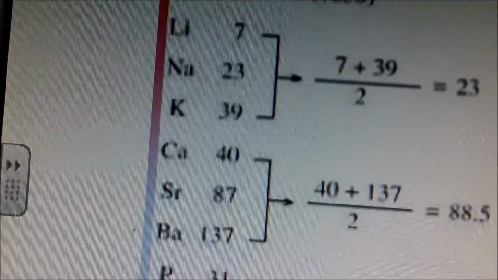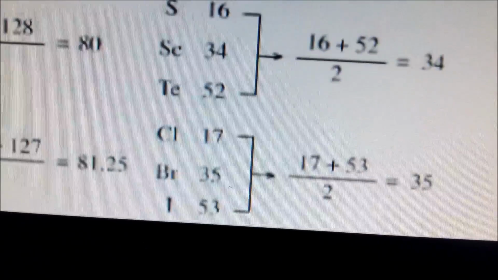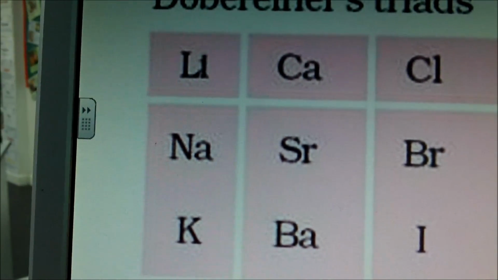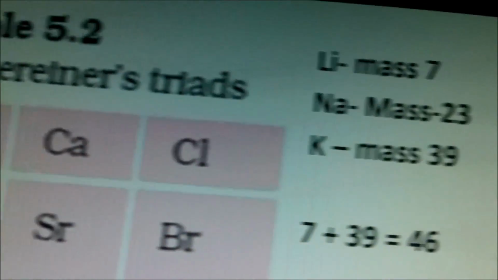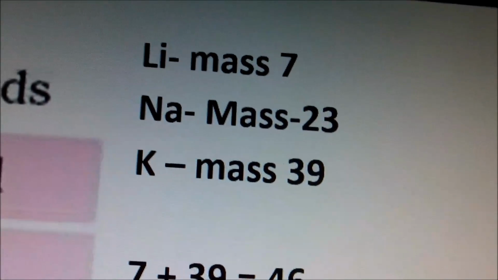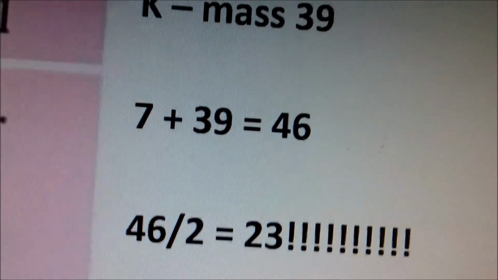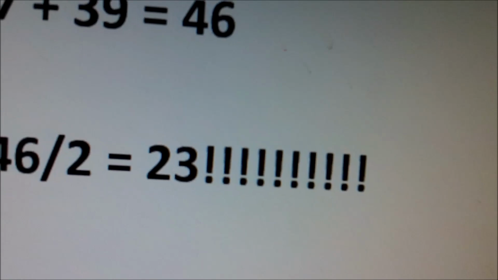For example, lithium, sodium, potassium are in one group, chlorine, bromine, iodine another. What he found out was the mass number of the outer 2 elements were the average of the middle. For example, lithium's mass is 7, sodium's 23 and potassium 39. The average of potassium and lithium's mass is 23.